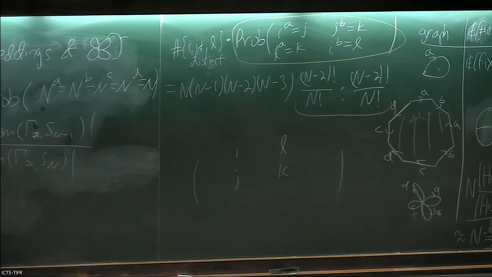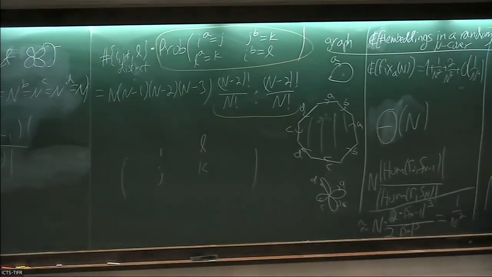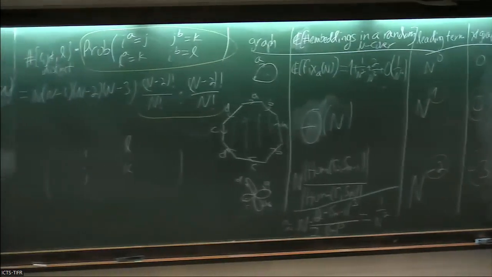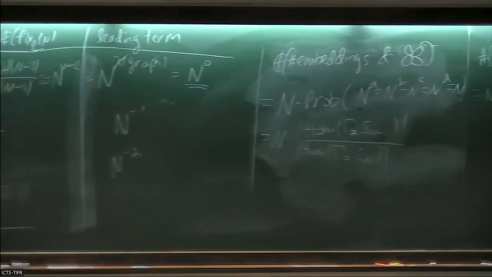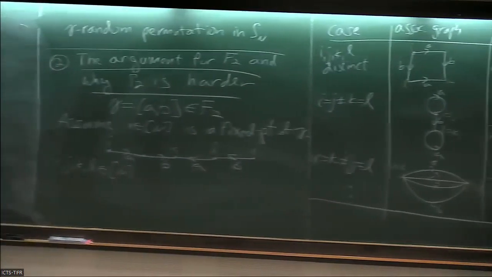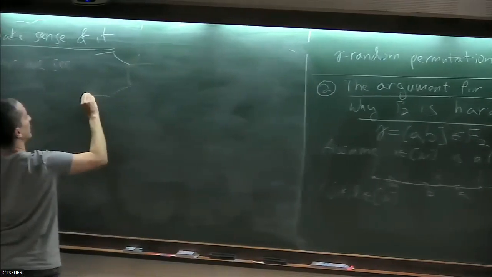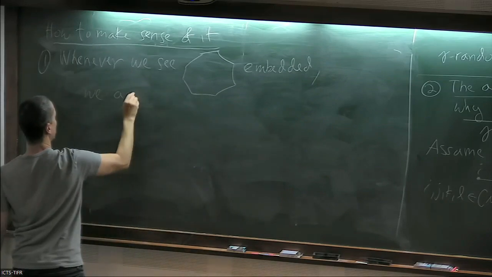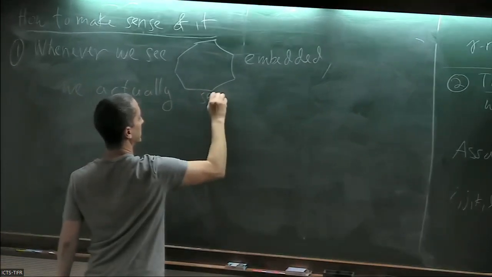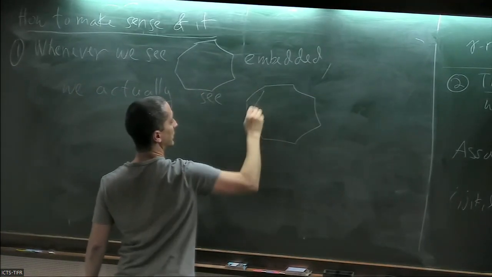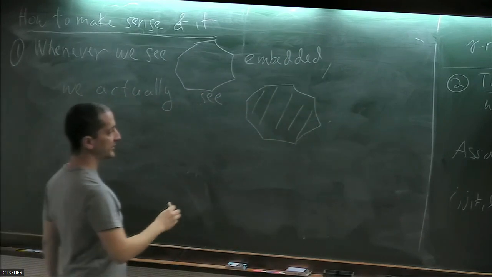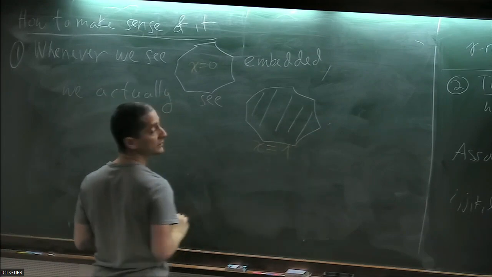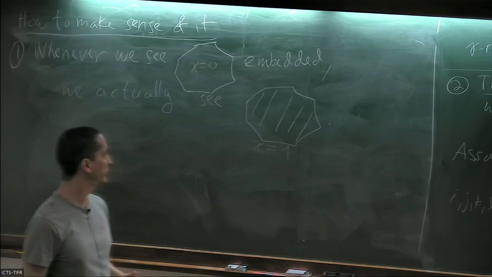So how do we make sense of it? One way is, whenever we see this guy embedded, we actually see the full octagon embedded. This has Euler characteristic 0, but the full octagon already has Euler characteristic 1. And this already behaves well with what we wrote before.